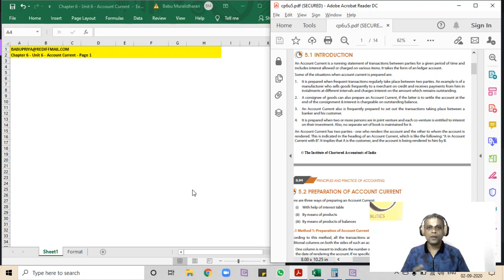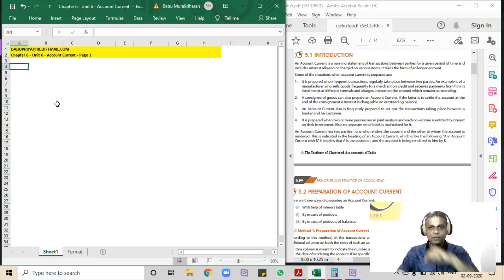So while we go into the next chapter, we are into unit 6 of chapter 6, which talks about account current. This is a very simple chapter, but has got a significance because we have to understand how this account current works. Let's get into the details of it.